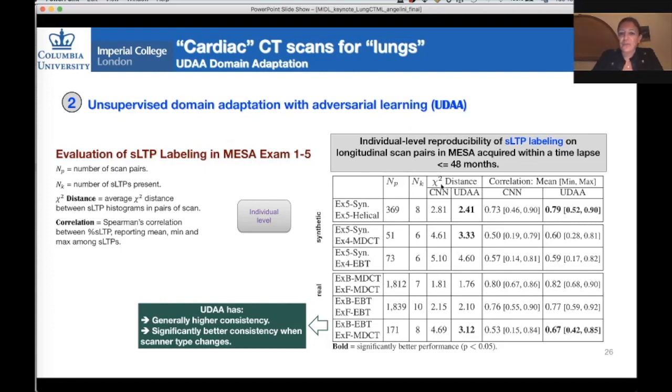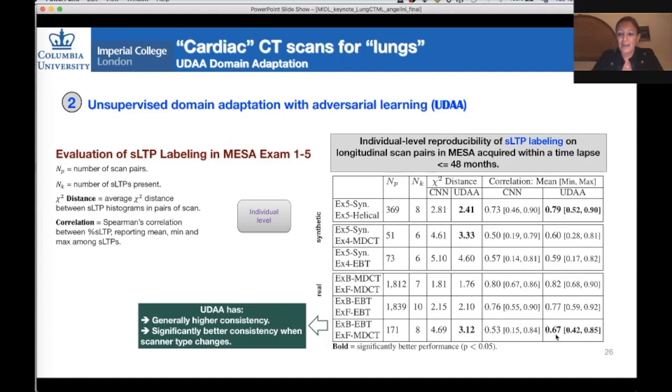And finally, 2 metrics: the chi-square distance between the SLTP histograms and the correlation value between the percentage SLTP in the pairs of scans. What is in bold corresponds to significantly better performance, and basically UDA wins. So domain adaptation, confirming that domain adaptation really is beneficial in what we are trying to do, and leads to higher correlation here.